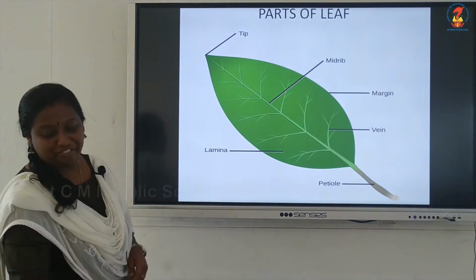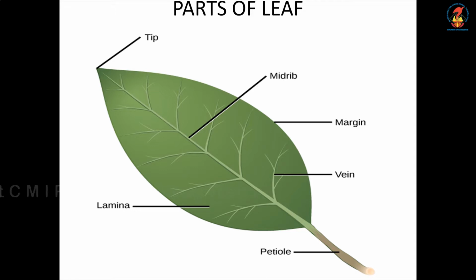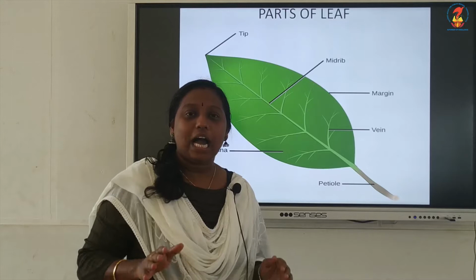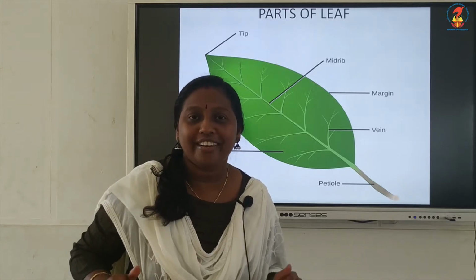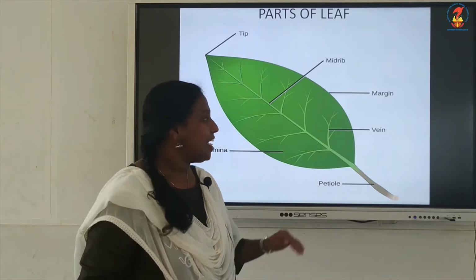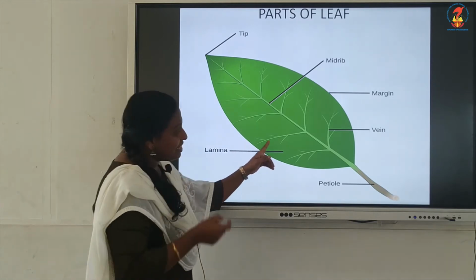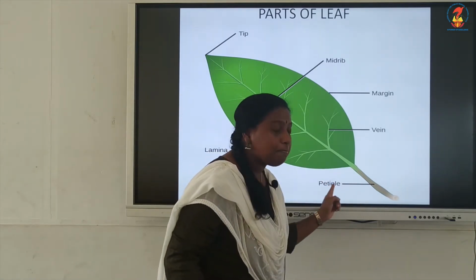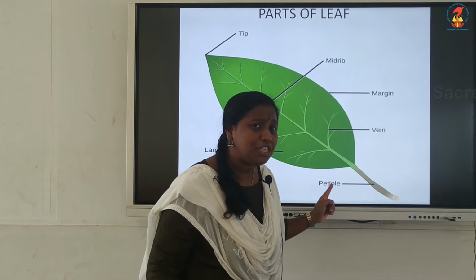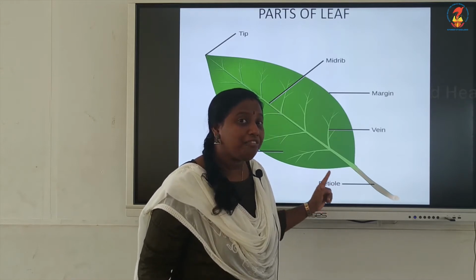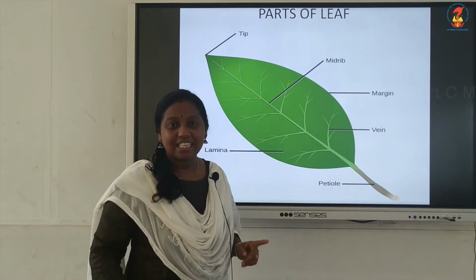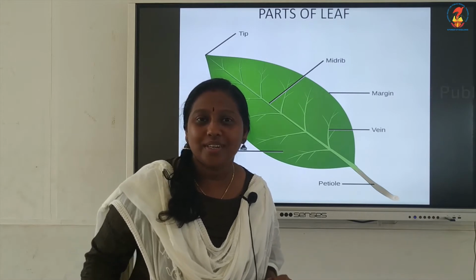So, leaf. Now all of you look here. This is a leaf. Now, we are going to study about the parts of a leaf first. Okay. Now, the leaf is having a part called the petiole. Now, what is this petiole? It's a part of a leaf with which it is attached onto a stem.